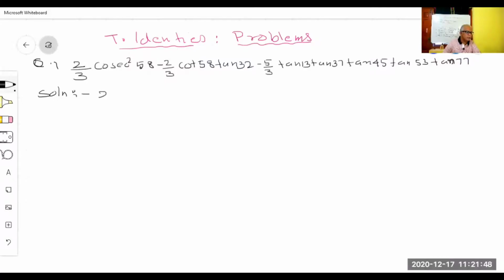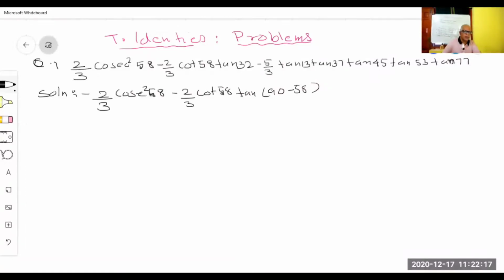Two by three. Let's start doing the steps. We don't have space on the monitor, so we step: cosec square 58 minus 2 by 3 cot 58. This will change to tan 32, so we write tan 90 minus 58.